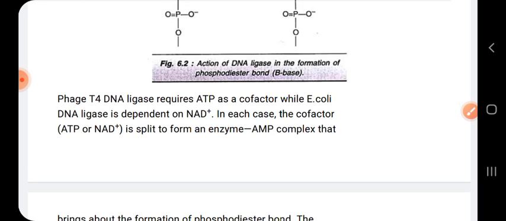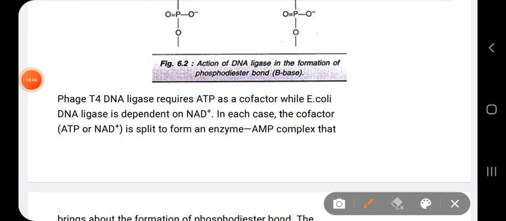Now there are different types of DNA ligase. Phage T4 DNA ligase requires ATP as a cofactor, while E. coli DNA ligase is dependent on NAD+. Obviously, they require energy. The T4 phage is a bacteriophage, and its DNA ligase requires ATP to carry out phosphodiester bond formation, while E. coli DNA ligase needs NAD plus for its activity.